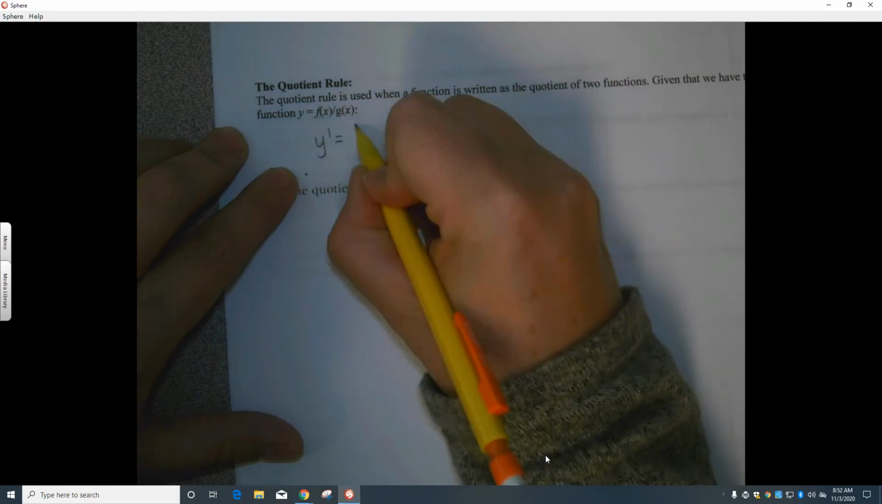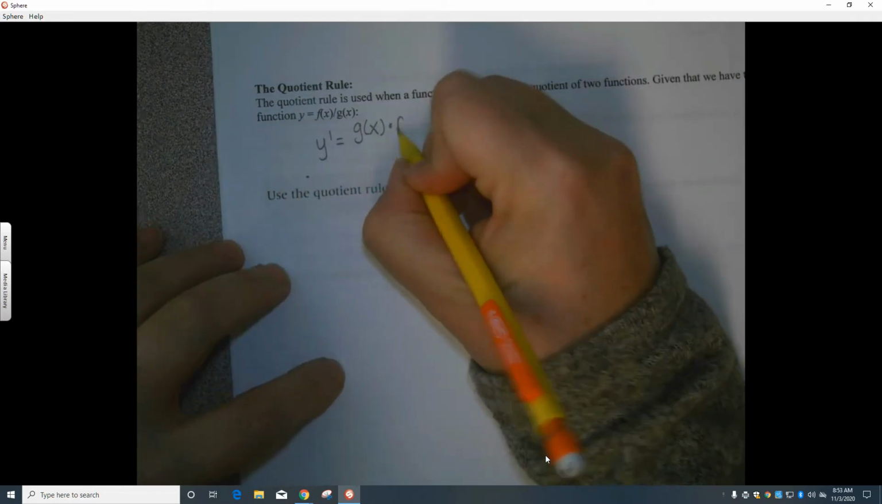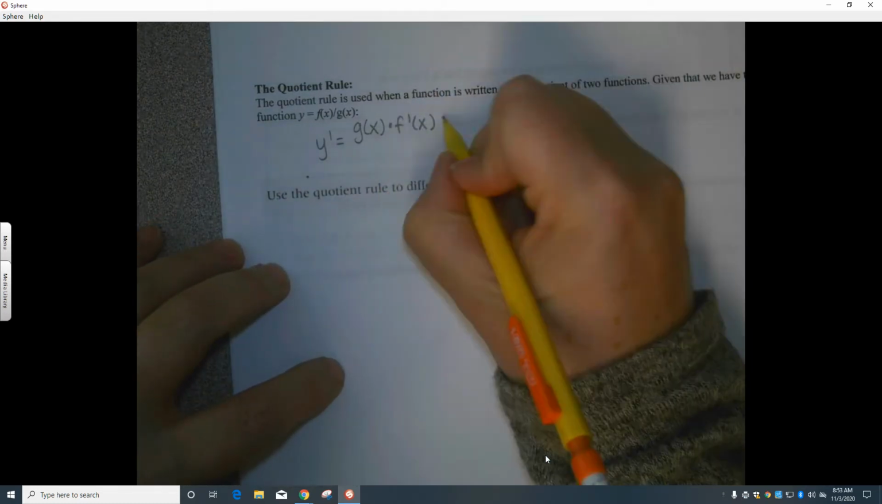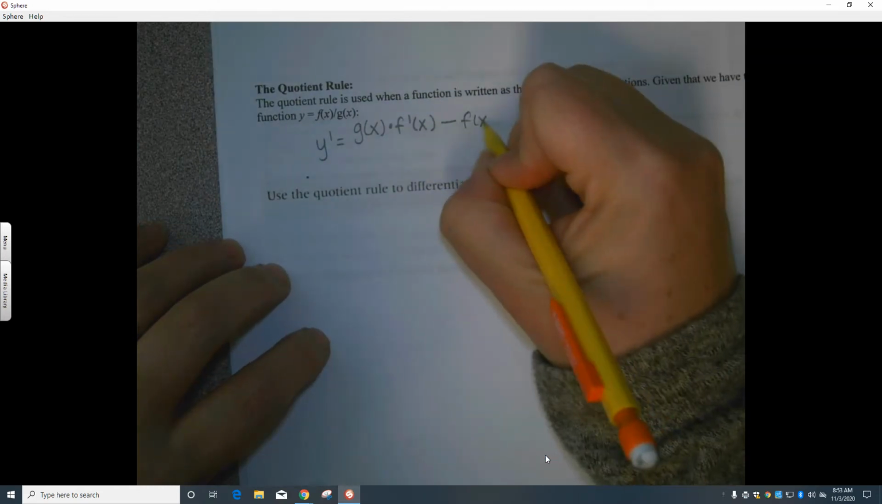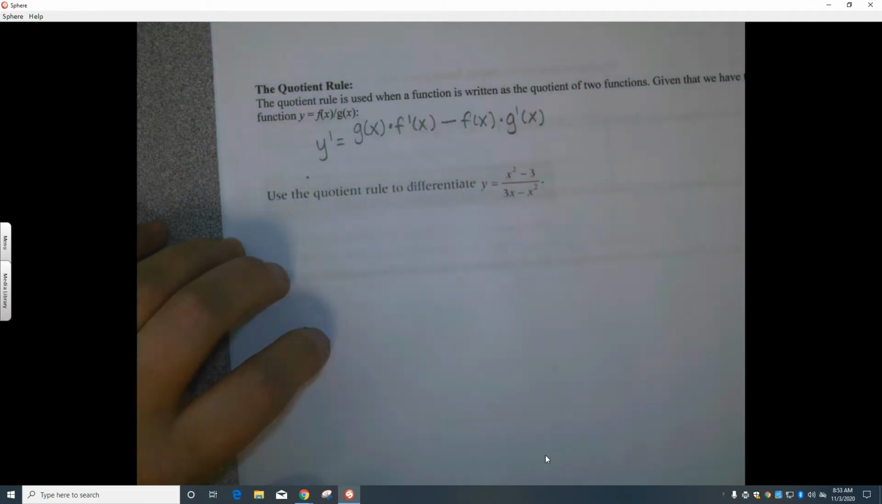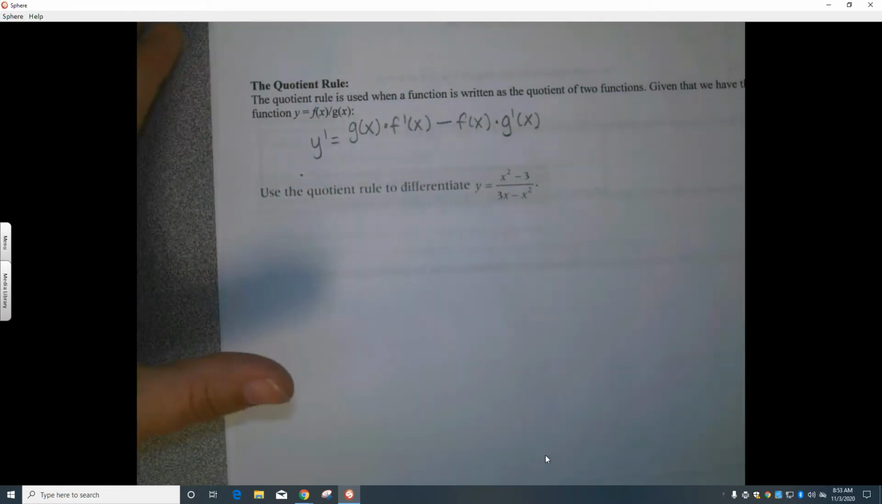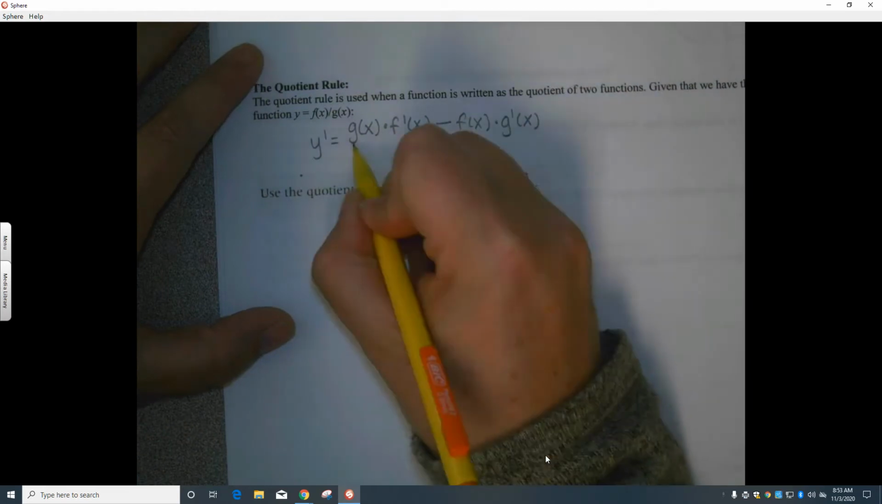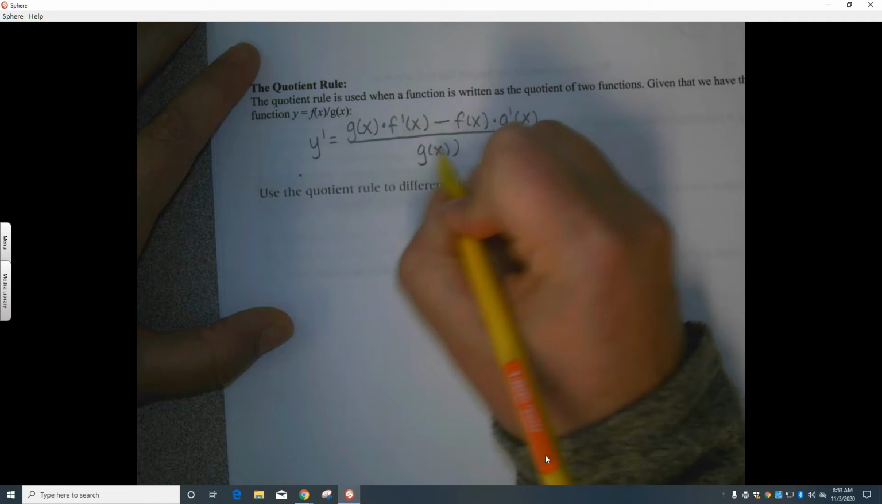But to find the derivative of a quotient, you're going to do the bottom function, so g of x, times the derivative of the top function, minus the top function times the derivative of the bottom function. So that should look a little bit like that product rule, just kind of undone. We have a subtraction instead. But then we're going to divide by that bottom function squared.